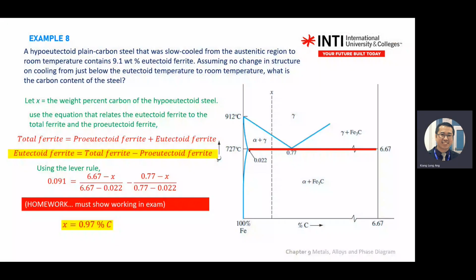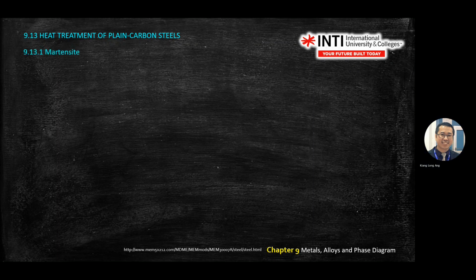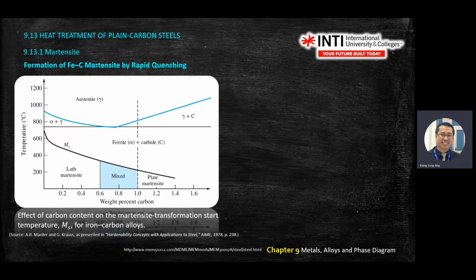Okay, now we start to go into what happens if you have heat treatment. Just now we saw that if you drop temperature and then you hold, you get homogeneous. Now how do we make use of the temperature? So we start to use heat treatment. Okay, the first type of carbon steel we will get is martensite. So how do we get martensite?